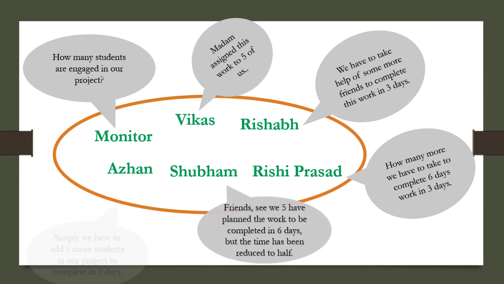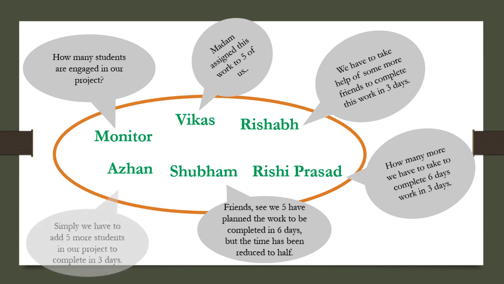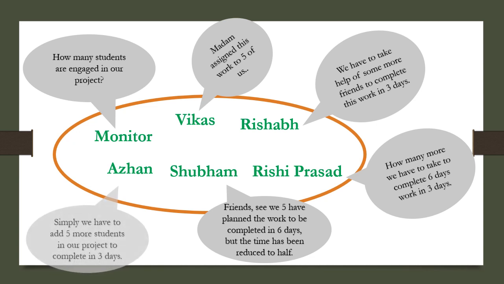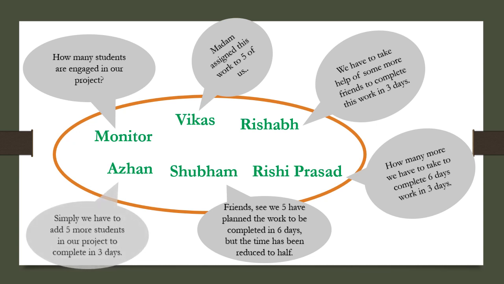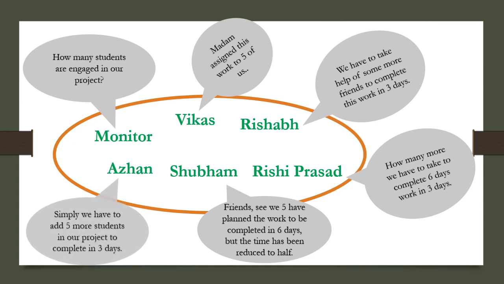We have to think. Shubham says, friends, see, we have planned the work to be completed in 6 days and we are 5, but the time has been reduced to half. Now we have to think what to do. Azhan says, simply we have to add 5 more students in our project to complete in 3 days. Now all the students are stunned how Azhan is telling this. So we have to see how Azhan has calculated the time and the students.